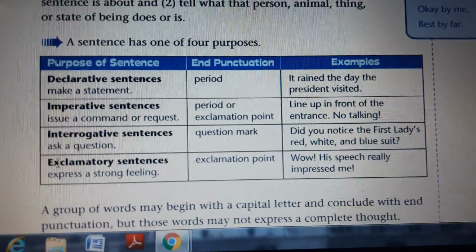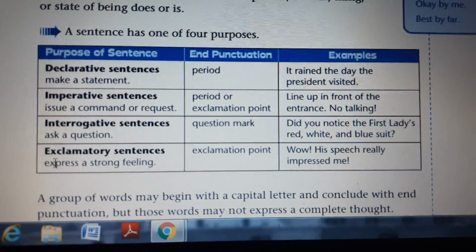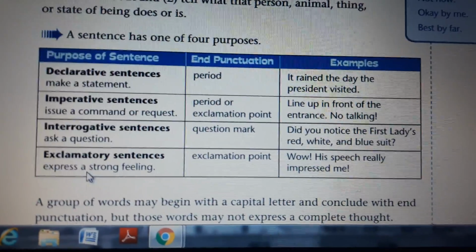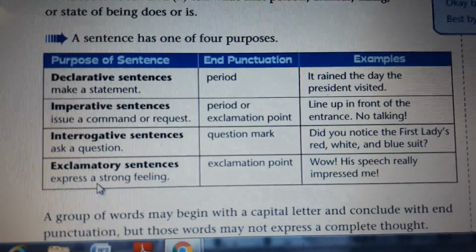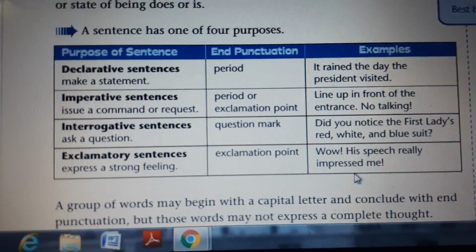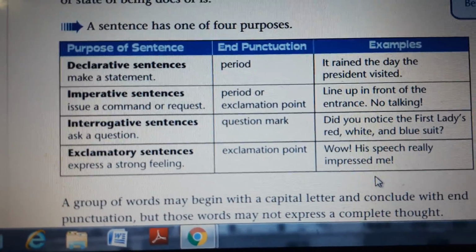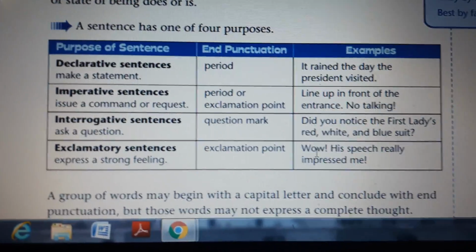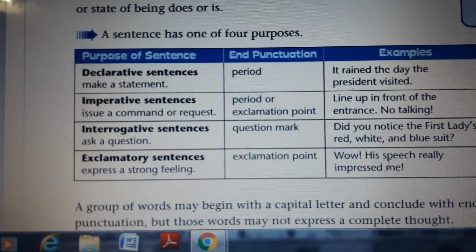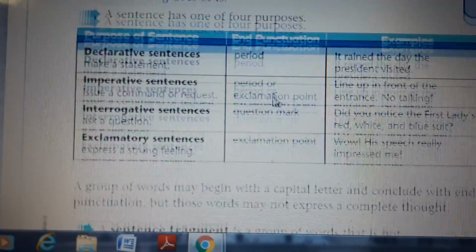Here we have the last kind, exclamatory sentences. These express strong feelings and end with an exclamation point, like "Wow, his speech really impressed me!" So we have wow, oh really, oh no, or aha. We have exclamation points, and again they express a strong feeling.